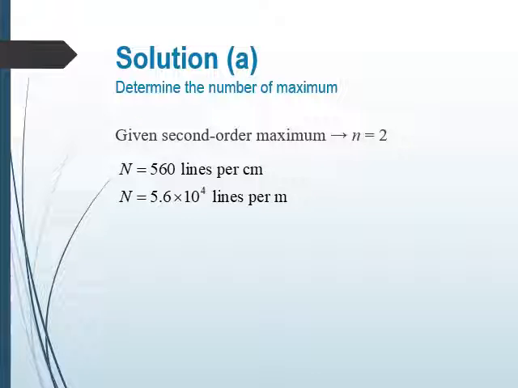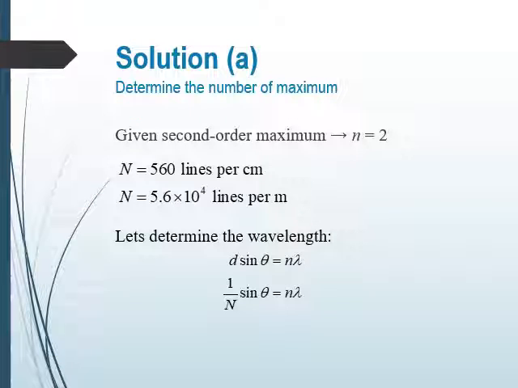So now that you have capital letter N and small letter n, let's determine the wavelength. By using this equation, d sine theta equals n lambda, where d equals 1 over capital N. Therefore, we now have 1 over N sine theta equals n lambda. Substitute the values into the equation and you will get lambda equals 4.83 times 10 to the power of negative 7 meter. Now that we have the wavelength of the incident light, let us proceed to solve the question.